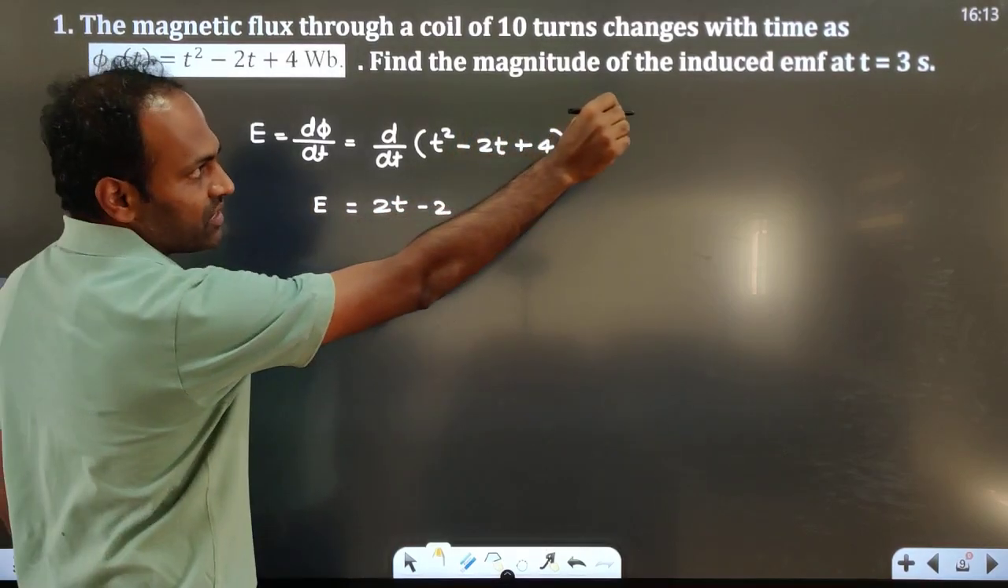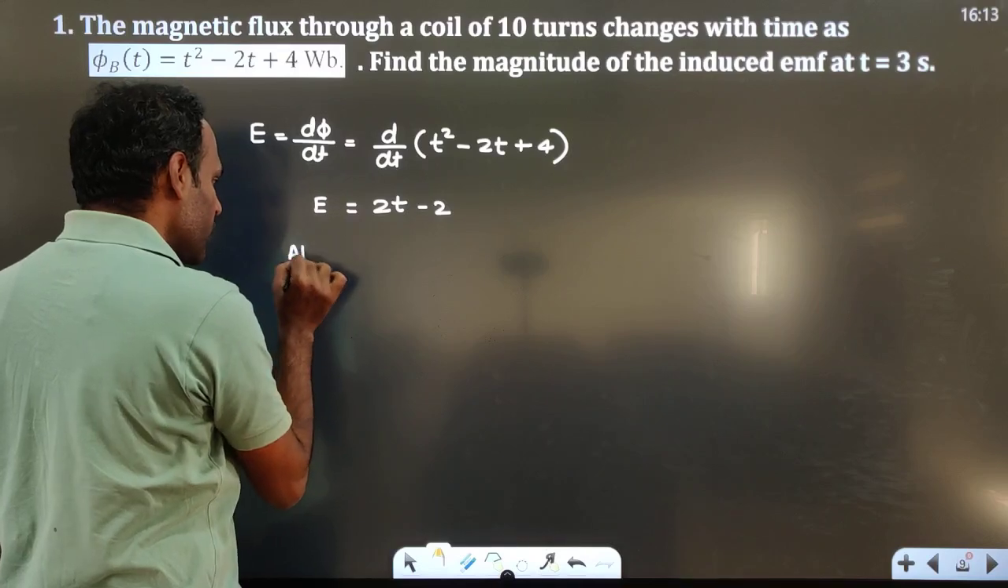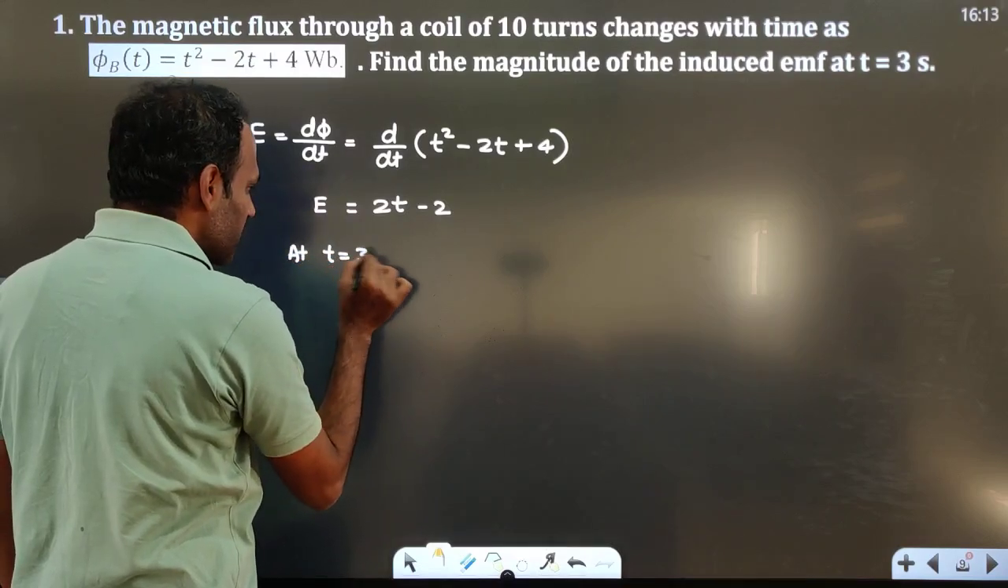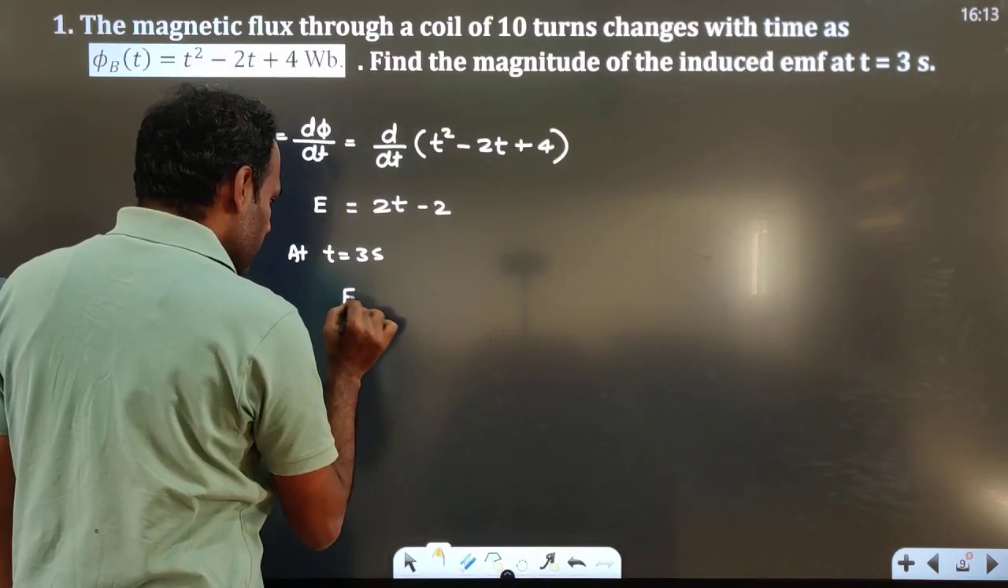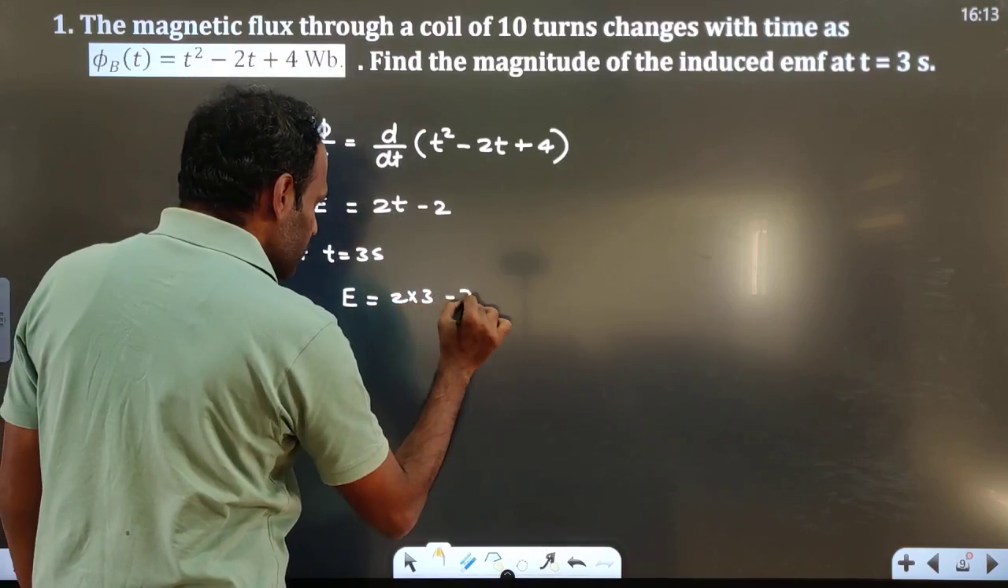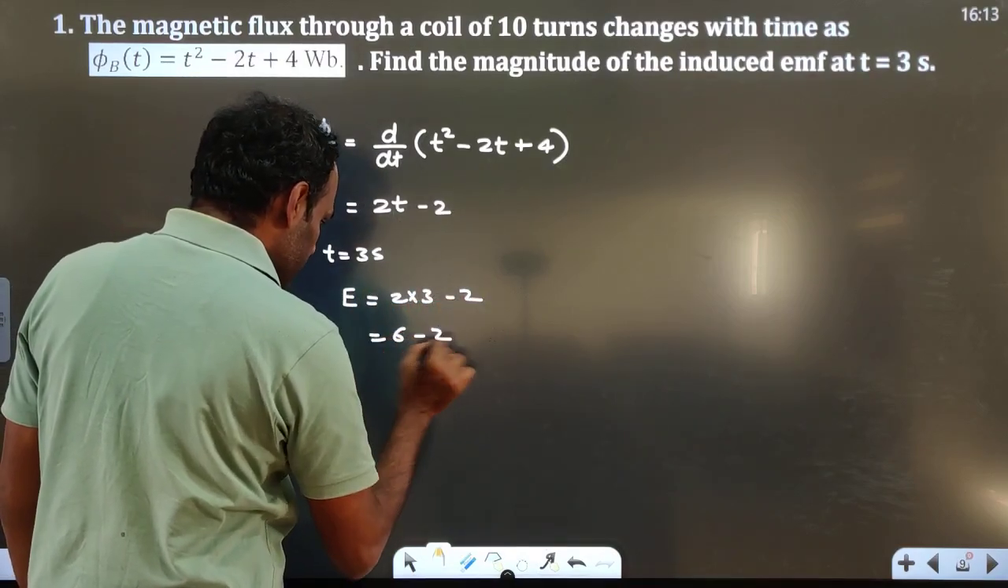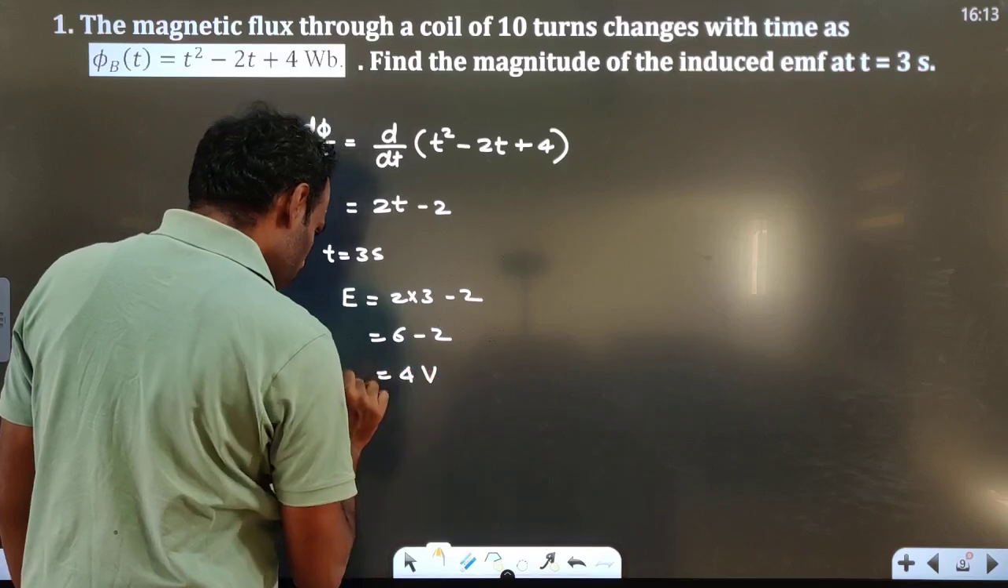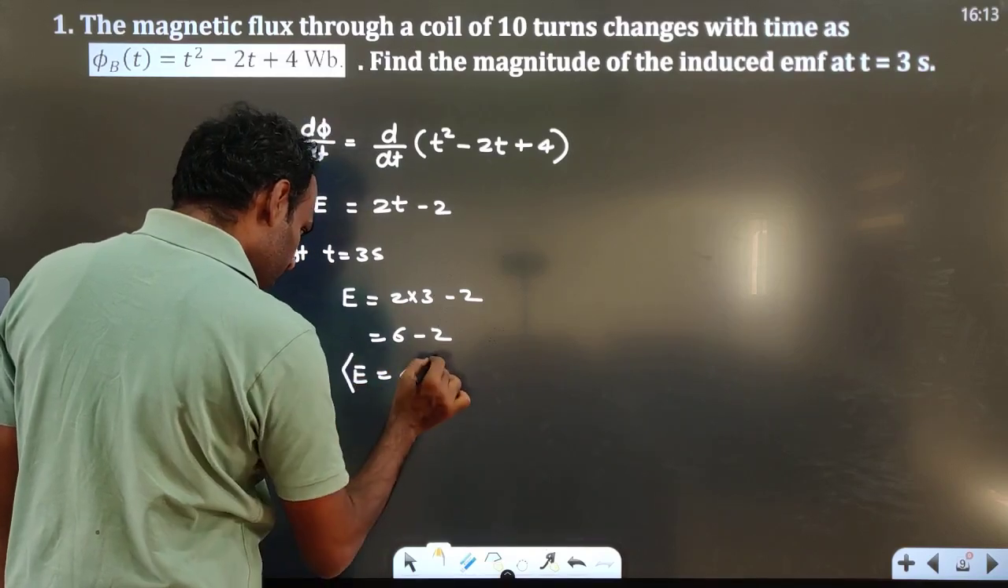We want EMF at which second? At 3 seconds. So we substitute t is equal to 3 seconds here. We get 2 into 3 minus 2. 2 into 3 is 6, 6 minus 2, and we get the EMF as 4 volts. So this much will be the EMF induced.